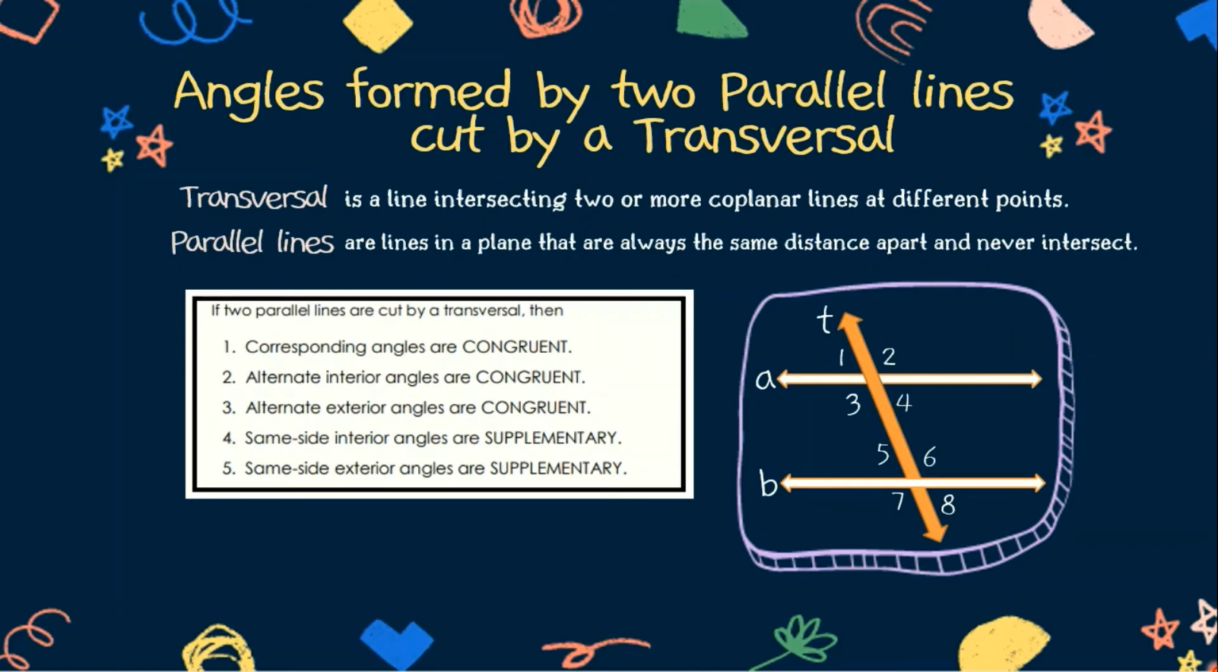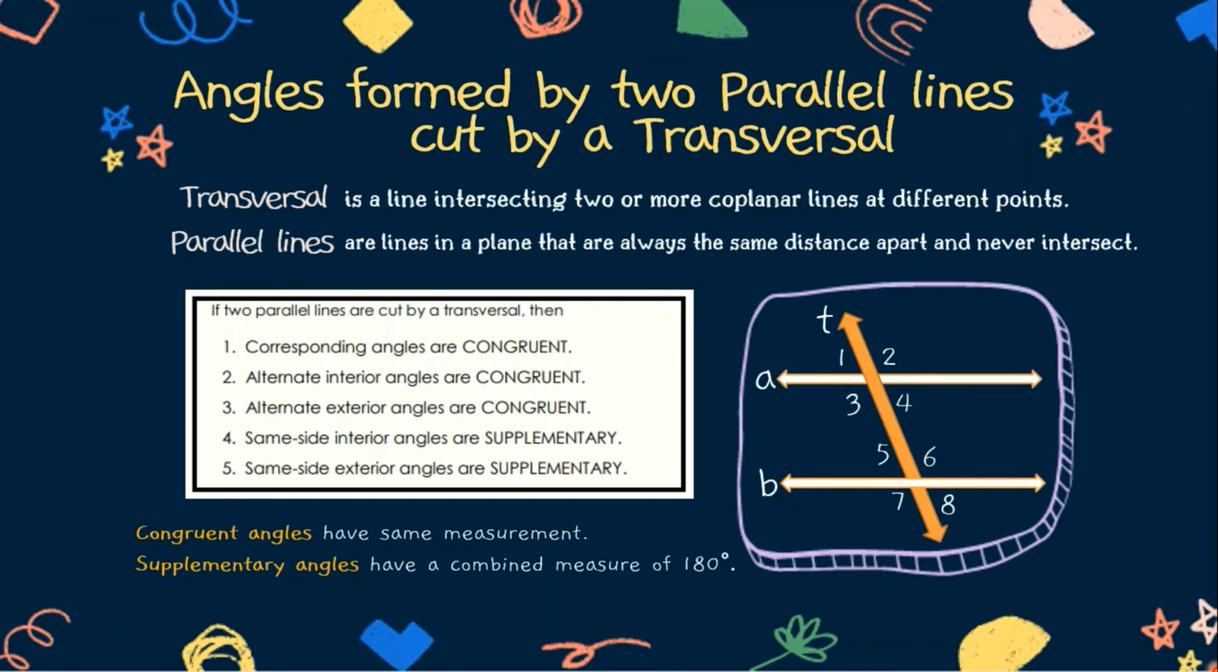Second, alternate interior angles are congruent. Alternate exterior angles are congruent. Number 4, same-side interior angles are supplementary. And number 5, same-side exterior angles are supplementary. When we say congruent, this refers to the angles having the same measurement. Supplementary angles, these are angles that when you combine their measurements, it must be equal to 180 degrees. Let's discuss these statements one by one using this illustration.